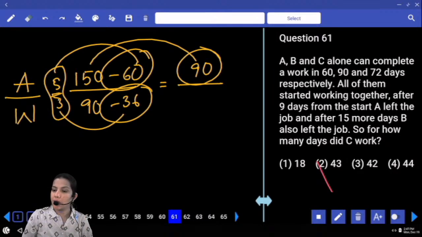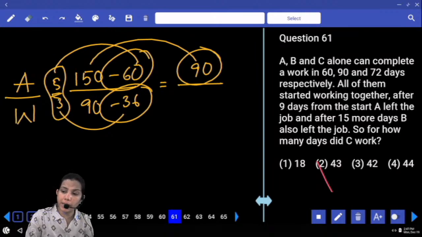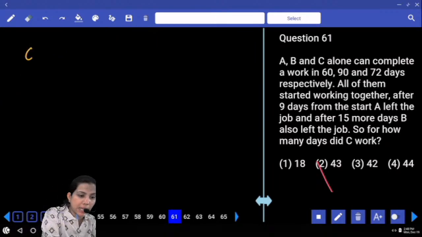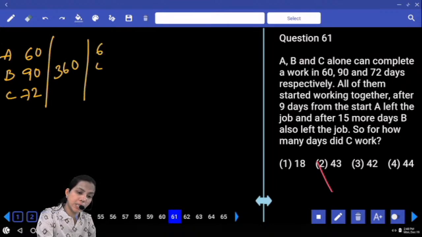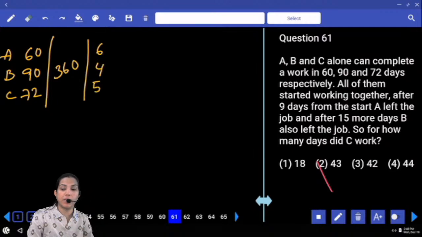Next question number 61. A, B, C alone can complete a work in 60, 90 and 72 days respectively. All of them started working together. So first 60, 90 and 72, A, B and C. LCM is equal to 360. Efficiency 6 units, efficiency 4 units, efficiency 5 units.